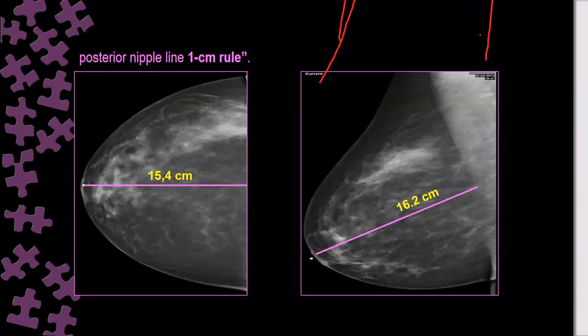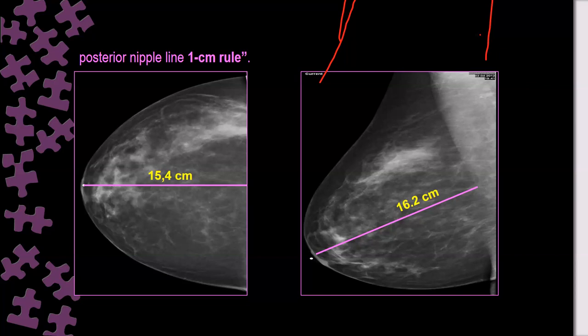In this case, I have a glandular breast. I could not see the end of the gland. I could not see the retromammary fat. I could not see the pectoralis. I have to make sure: is it adequate, or do I repeat it? I will make sure before repeating. If it is within 1 centimeter of the MLO, I'm not going to repeat it. That means it is accepted. Otherwise, I will.